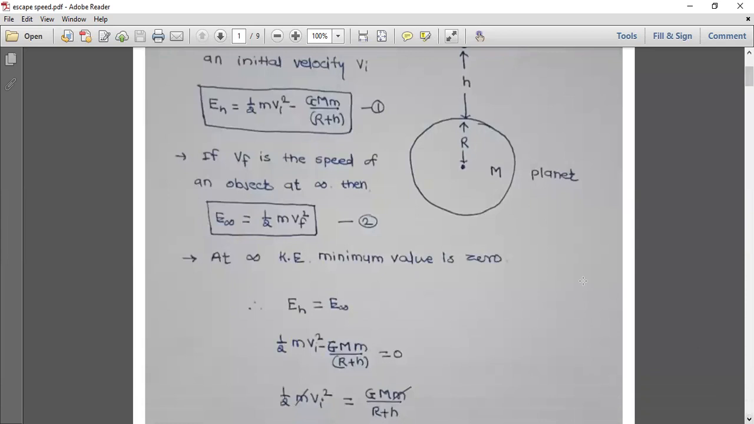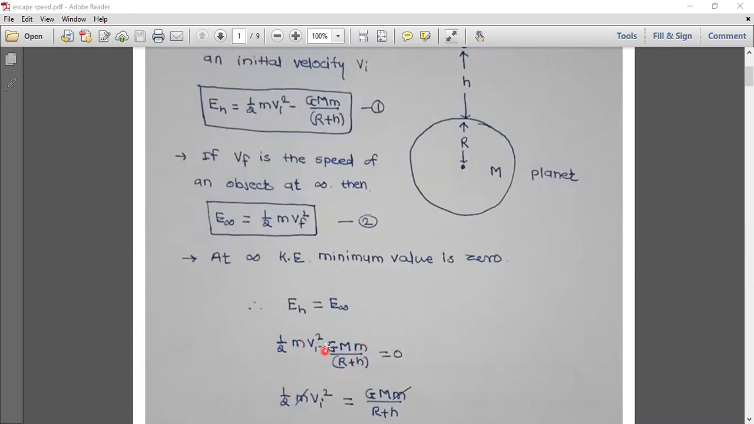And at infinity this kinetic energy value is going to be 0, and therefore according to the conservation of energy, energy at height h is equal to energy at infinity, and that's why I am writing here half m vi square minus GMm by r plus h is equal to 0.